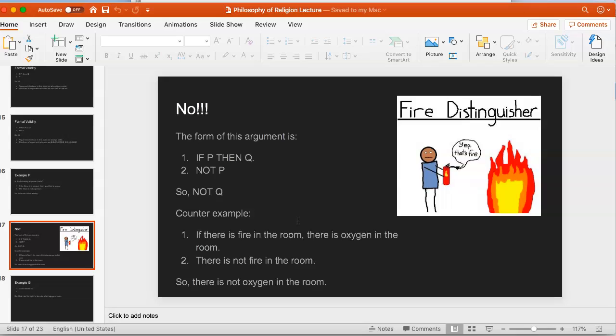If there's fire in the room, there's oxygen in the room. That seems right, that you can't have fire without oxygen. So if there were a fire in the room that you were sitting in right now, there would be oxygen there to keep it going. We could add that there is no fire in the room. If there is a fire, you better get out of there and not worry about this lecture. And then the conclusion is that there is not oxygen in the room. Again, presumably, if that's true, then you're in trouble.